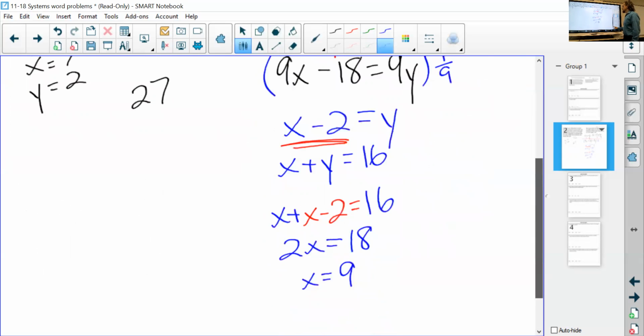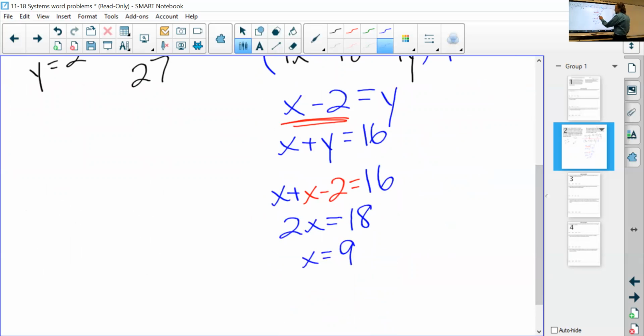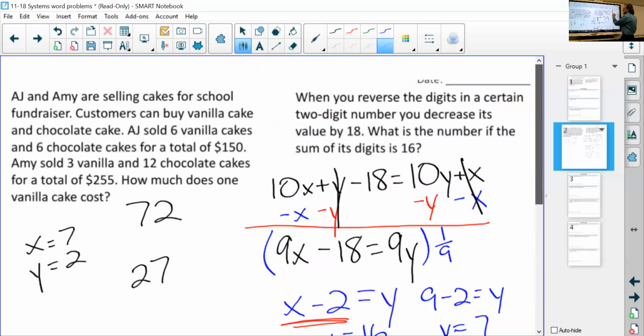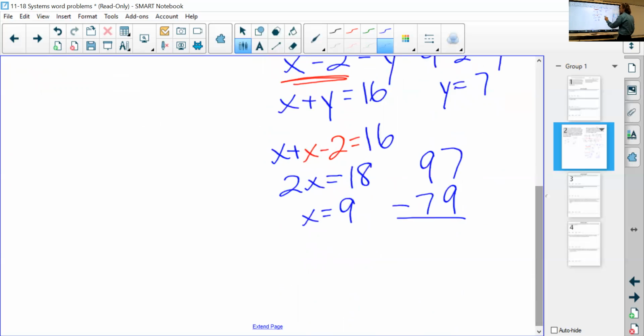Let's see. So if x is 9, then y would be x minus 2. So 9 minus 2 is y. So that would give us y equals 7. So let's see. So then one of our numbers would be 97, and the number flipped around would be 79. And if we did this right, the difference should be 18. So if I borrow, that's 8, 17. Oh, I had the wrong answer before. Okay. So this works.